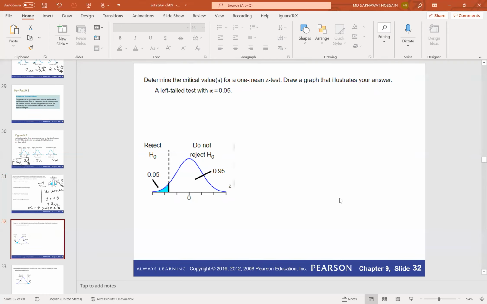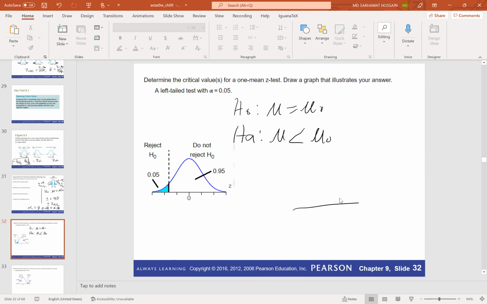Okay, so here we determine the critical values for a one mean Z test. We have to determine the critical value and draw the graph that illustrates the answer, for a left tail test. So here the test is a left tail test. That means our hypothesis is mu equals mu 0 and the alternative is mu less than mu 0, because this is a left tail test.